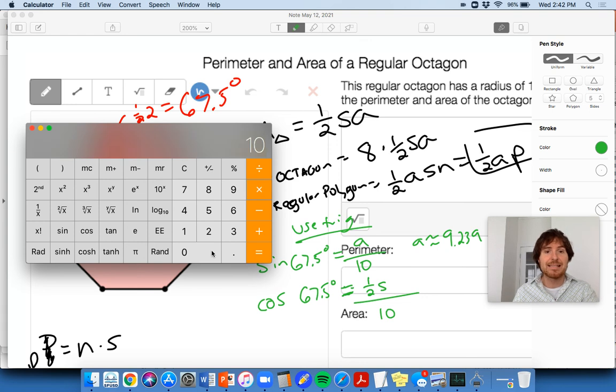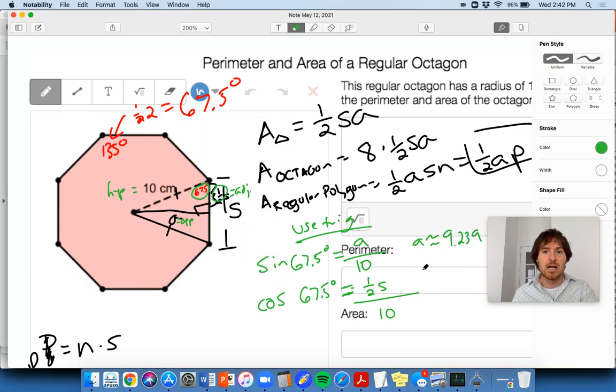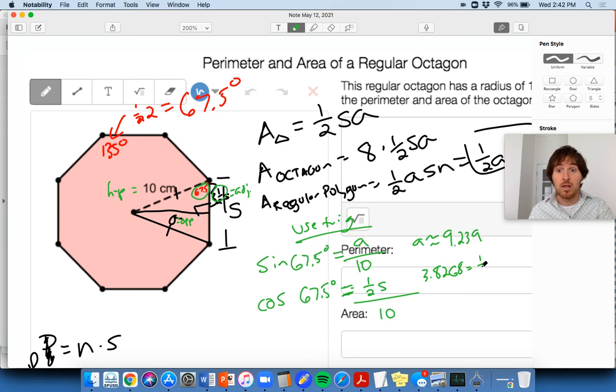I'm going to multiply it by 10 so I can isolate, okay? I can isolate what? 3.8268 equals 1/2 of s. Remember, that adjacent side here is 1/2 of the ultimate side length of this regular octagon right here, okay?